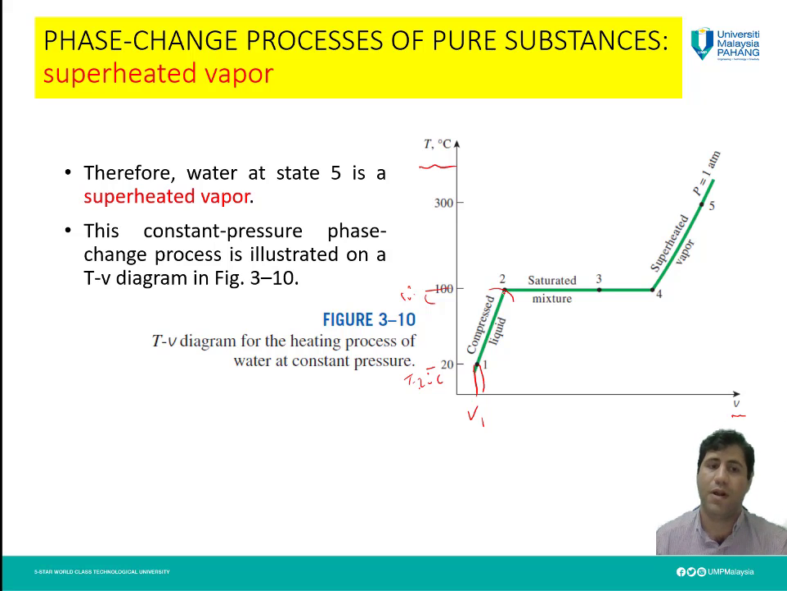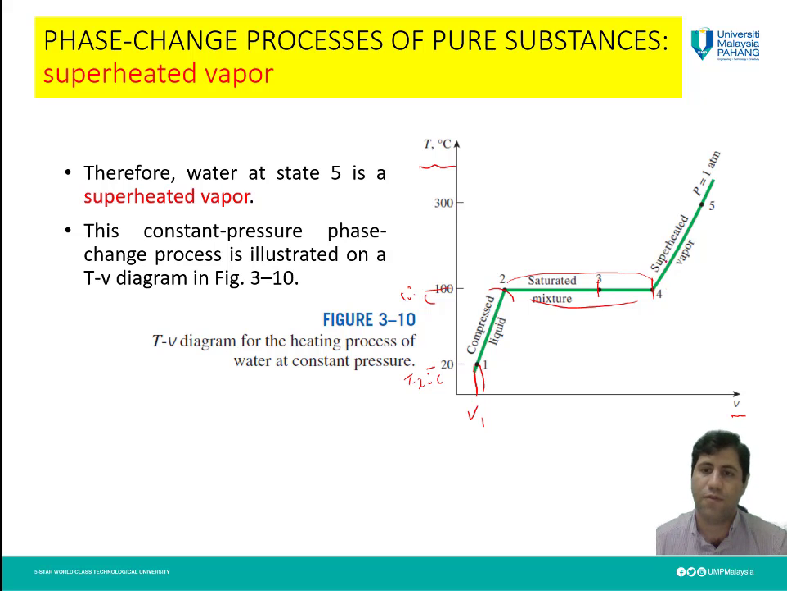Then from the process 2 to 3, we have a saturated mixture. During this process, temperature will be constant, and the thermal energy which comes to the system is for the phase change process. So the phase change process actually is happening in this step, in this process 2 to 3, and 3 to 4 also is just continuing. The temperature is constant. This is saturated vapor, and this is saturated mixture.